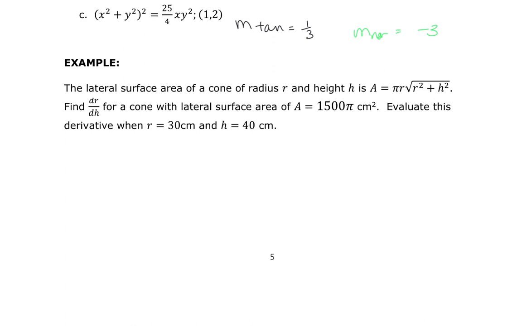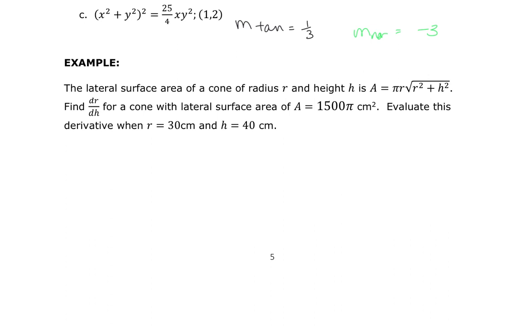In this example, we're asked to find the lateral surface area of a cone with radius r and height h. The area is pi r multiplied by the square root of r squared plus h squared. Find the derivative of r with respect to h with a lateral surface area of 1500 pi centimeters squared. Evaluate this derivative when r is 30 and h is 40. Okay, what is this asking me to do? So I'm going to find the derivative of this function with respect to h.